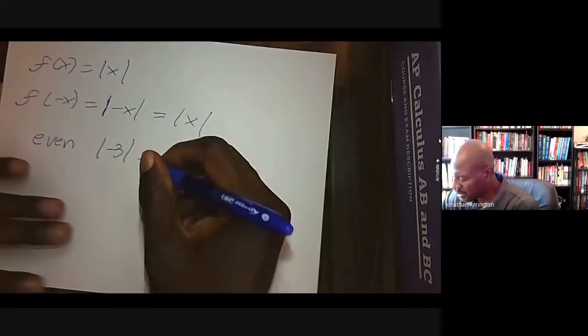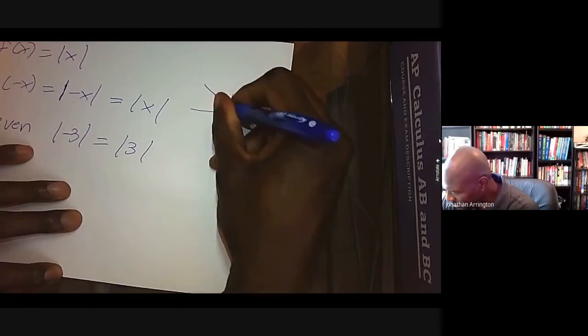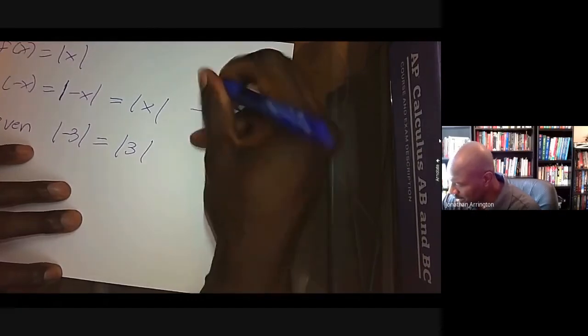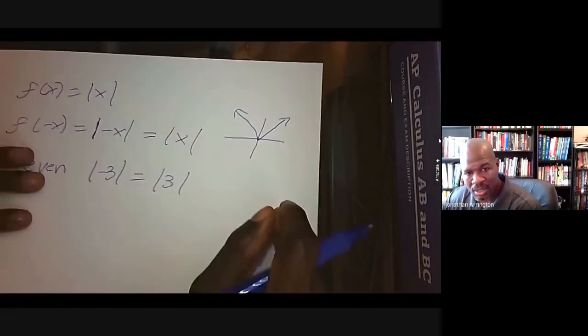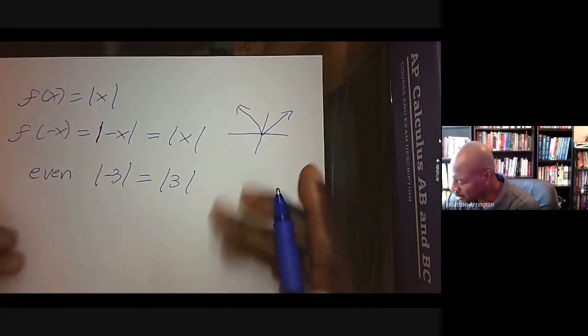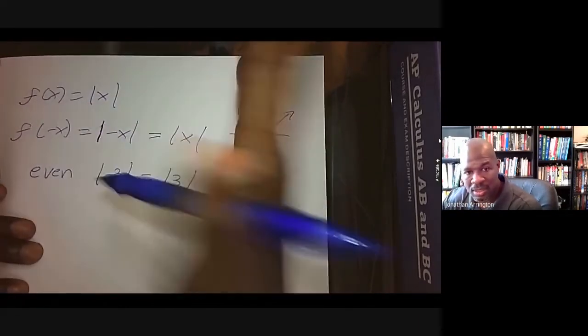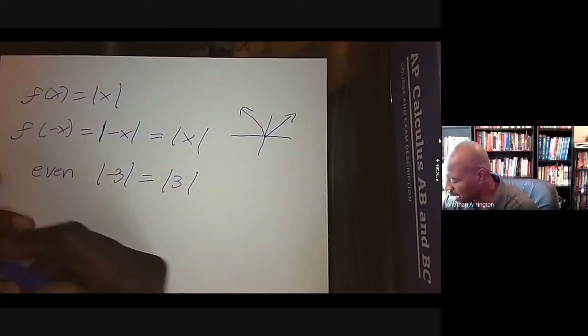I'm not going to graph this in Desmos. You should be familiar with this graph. It looks like a V. So the graph is like that, and obviously, pardon the sloppy graph, you can see this is symmetric to the y-axis.